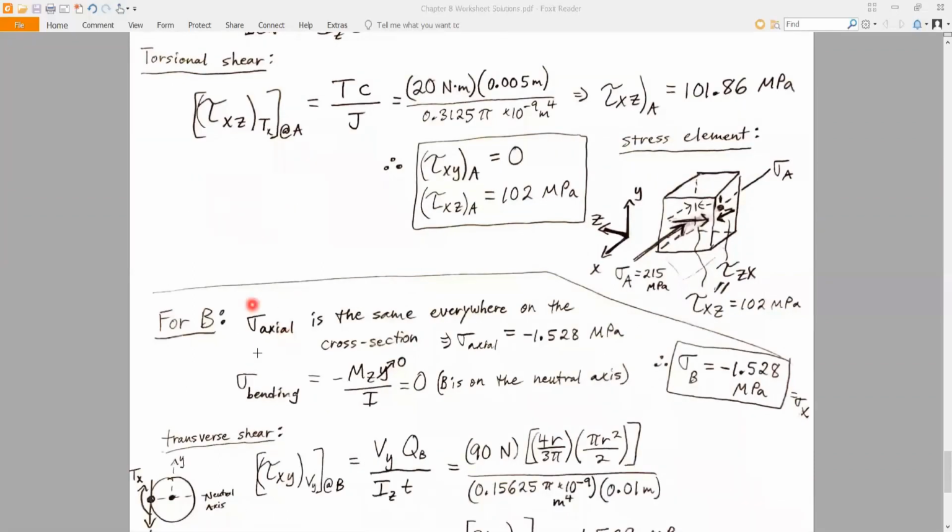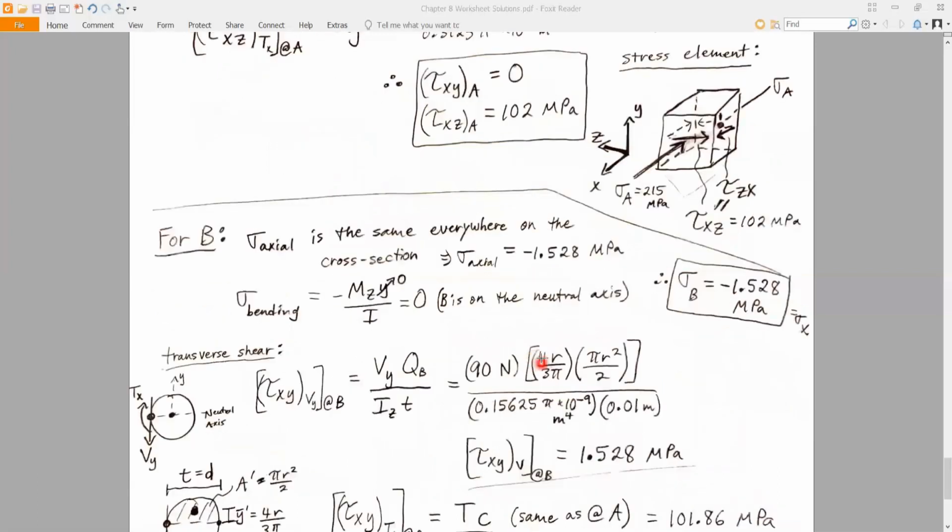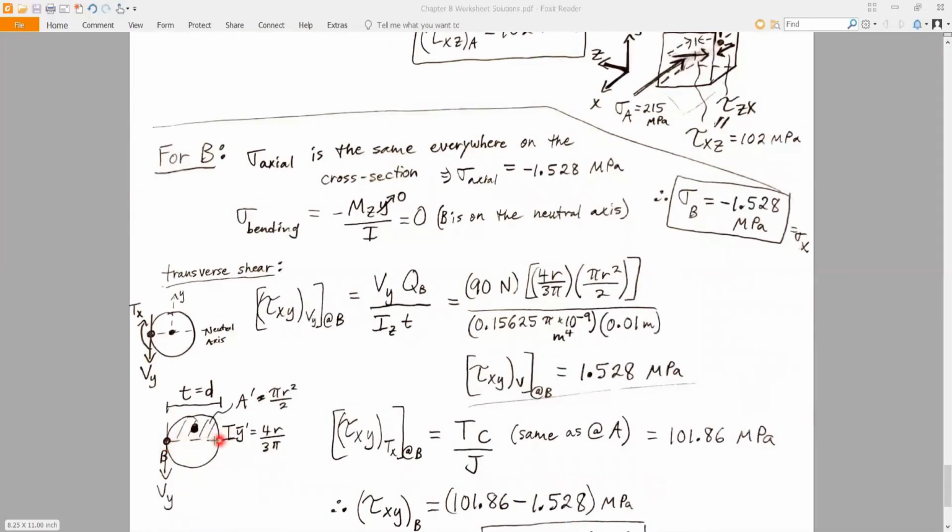So our axial normal stress is going to be the same everywhere on the cross section. Okay, that's just the normal force divided by the area, averaged over the whole cross section. We have our same axial normal stress of negative 1.528. Now, when we look at our bending stress, this y value is going to be 0 because B is on the neutral axis where it's being bent about. Neutral axis is called that because bending stress is 0. Okay, it's neutral there. All right, so our normal stress at B is just our axial, so negative 1.528 megapascals. And again, that's a sigma x.